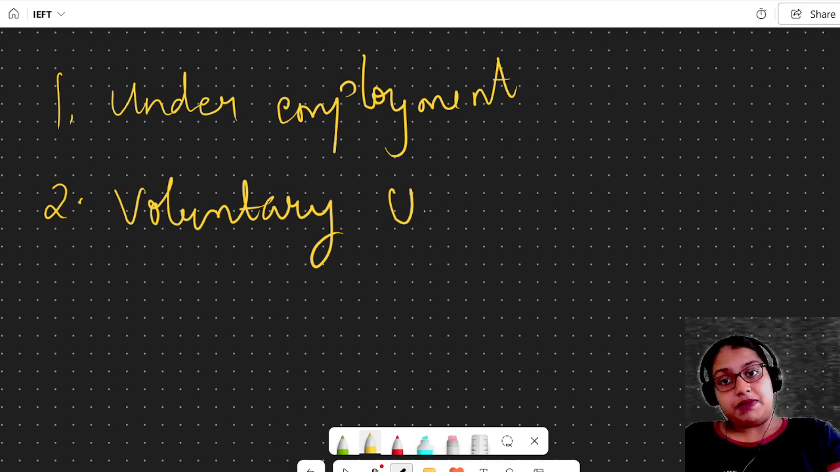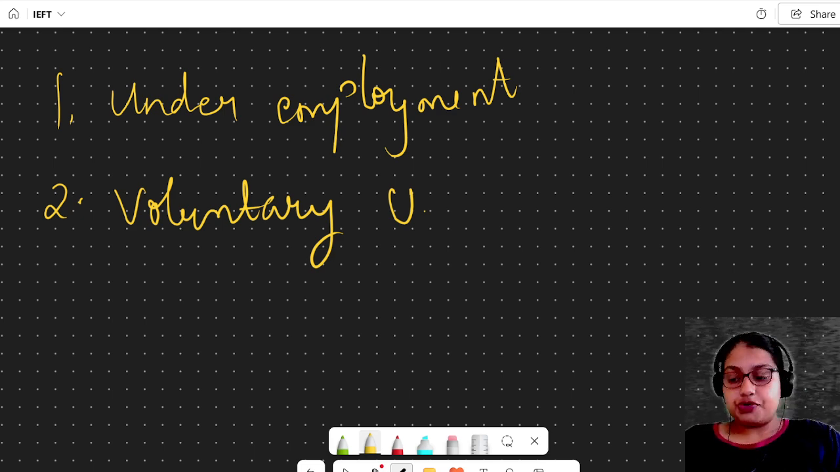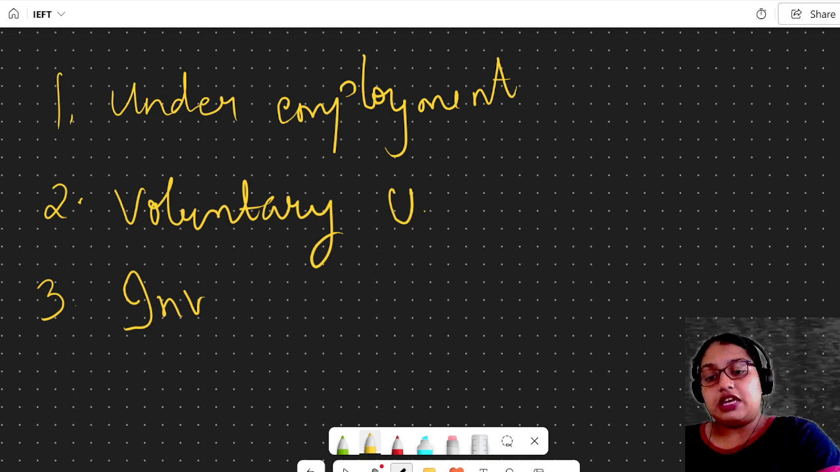So other people from other places come here and work. So employment opportunities are more, but there is a shortage of laborers. So employment opportunities are more than the number of laborers. That is voluntary unemployment.